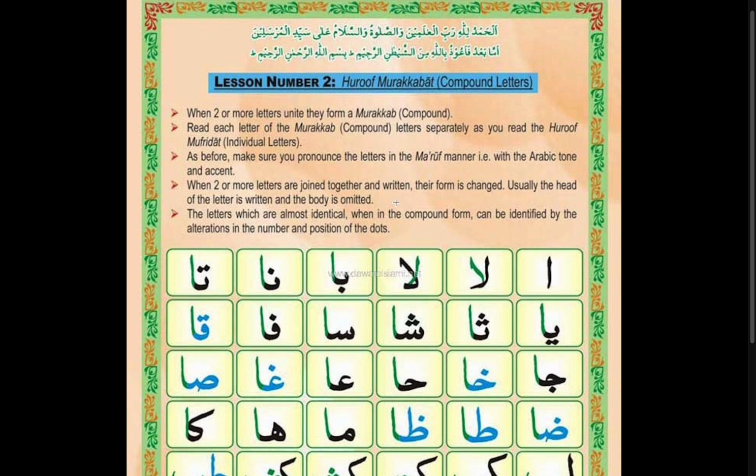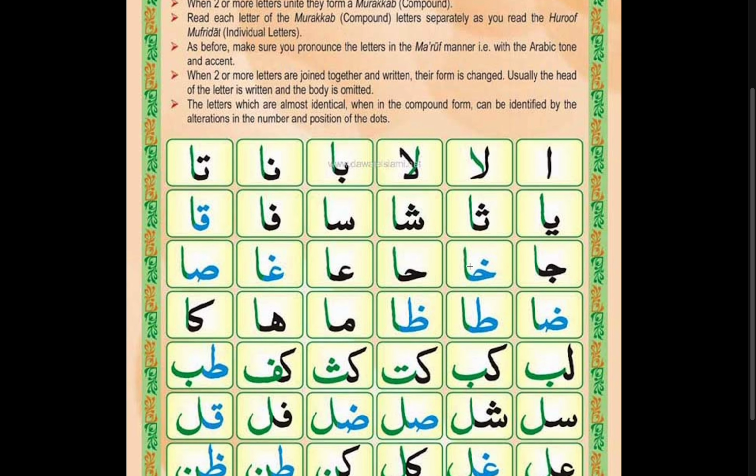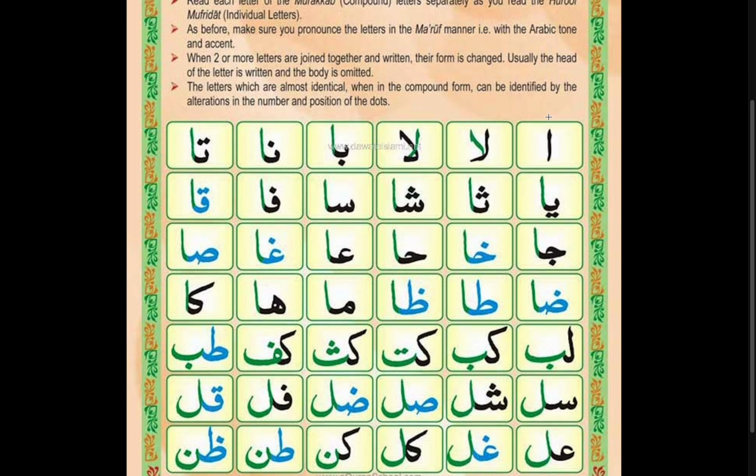When two or more letters are joined together and written, their form is changed. Usually, the head of the letter is written with the body and the body is omitted. The letters which are almost identical when in the compound form can be identified by the alterations in the number and position of the dots. So, let's start reading this lesson now.